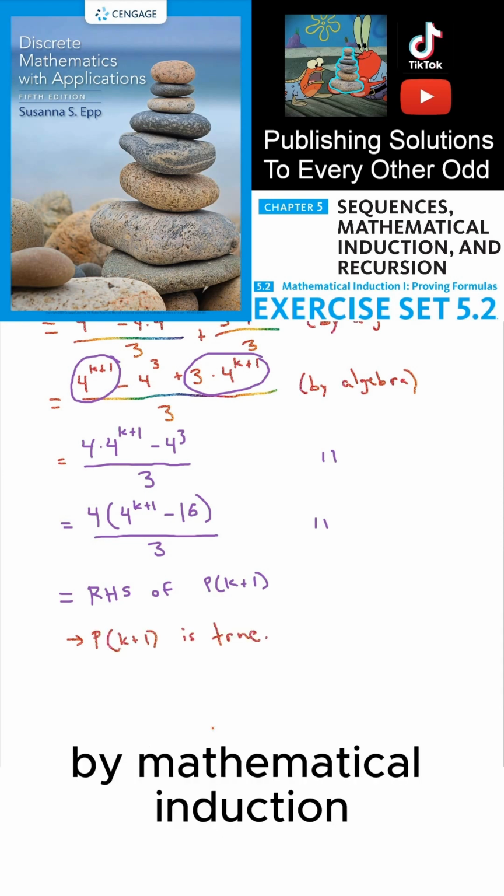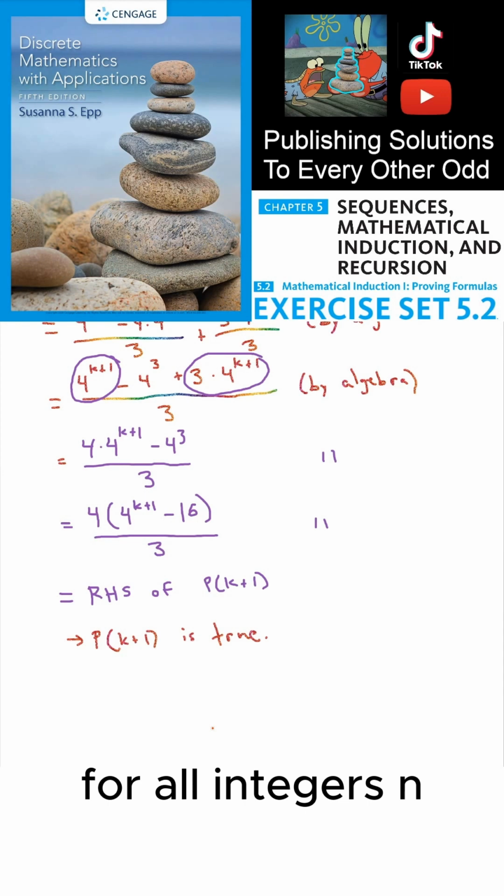And now we can say that by mathematical induction, the statement is true for all integers n greater than or equal to 3.